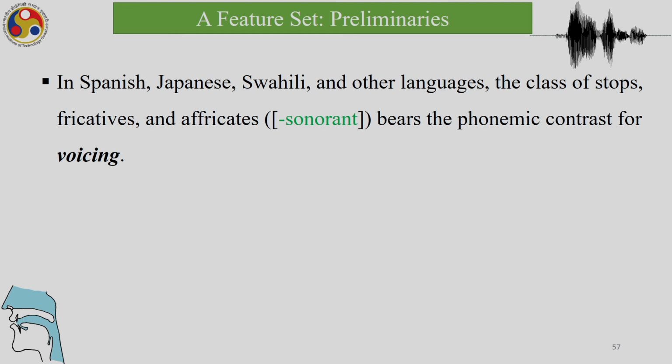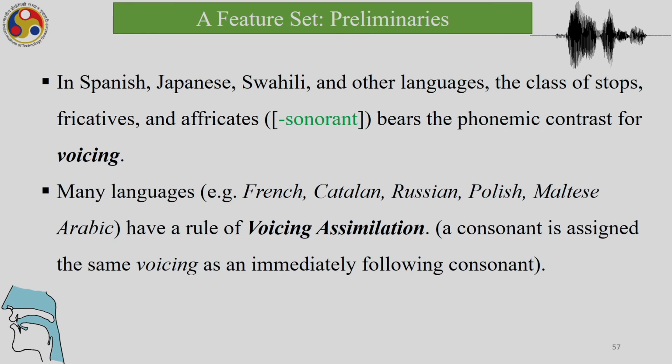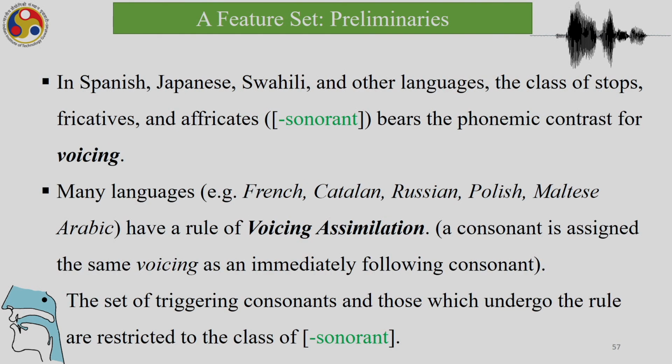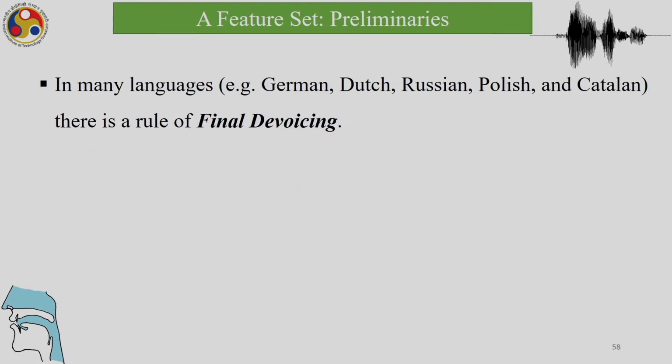In Spanish, Japanese, Swahili and other languages, the class of stops, fricatives and affricates bears the phonemic contrast of voicing. Many languages have a voicing assimilation rule, where a consonant is assigned the same voicing as an immediately following consonant. The set of triggering consonants and those which undergo the rule are restricted to the class of minus sonorant. In many languages, for example German, Dutch, Russian, Polish and Catalan, there is a rule of final devoicing. So minus sonorant goes to minus voice at the end of a word.